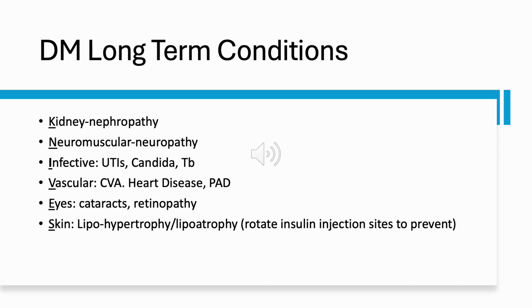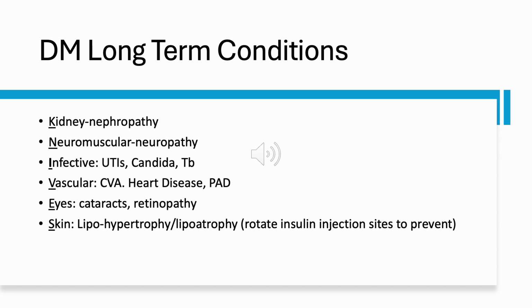You can remember these long-term complications with the mnemonic KNIVES, okay? K stands for nephropathy, and that means kidney damage. So people that end up with chronic kidney disease, the two most prevalent diseases they have are diabetes and hypertension. It really puts a strain on the kidneys, and they end up with chronic kidney disease.